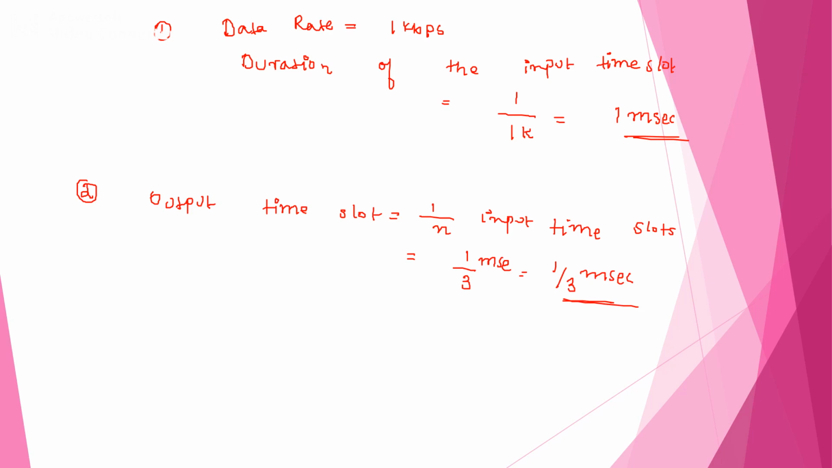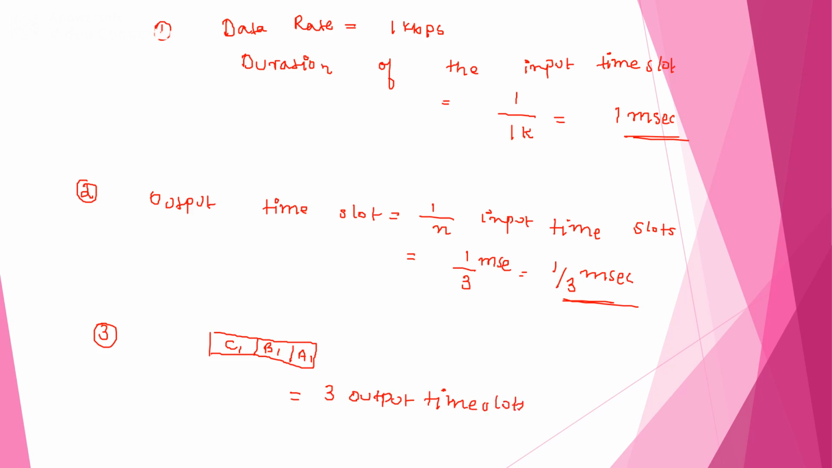Next, finally we have to compute the duration of each frame. We know that each frame consists of 3 units like A1, B1 and C1. That means the frame carries 3 output time slots.